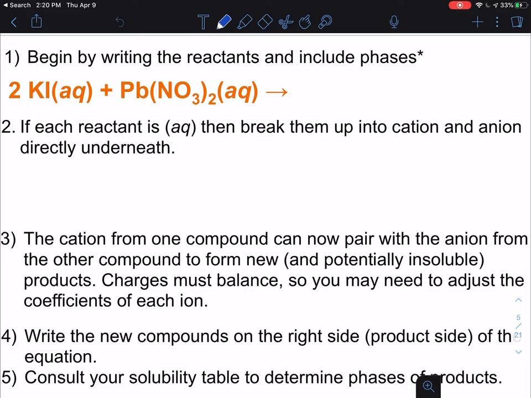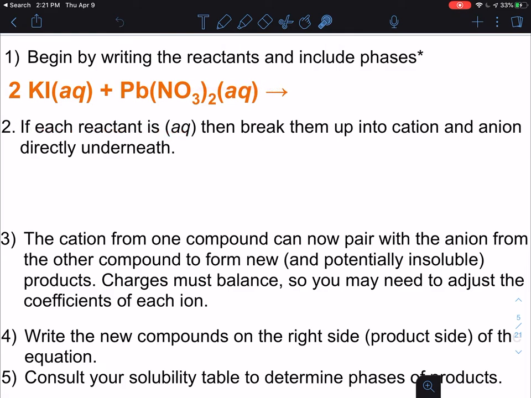So we have 2 moles of potassium iodide react with 1 mole of lead nitrate to form what? Now they're both aqueous. So what you want to do is jump down. We already wrote, begin by writing the reactants, including the phases. We already did that right here. All right. I did that for you.